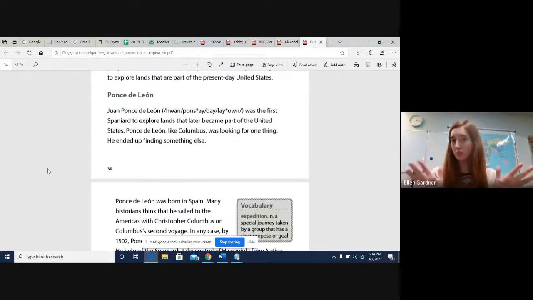Now, Ponce De Leon, getting into a new explorer. Juan Ponce De Leon, can you try saying that? Juan Ponce De Leon was the first Spaniard to explore lands that later became part of the United States. Ponce de Leon, like Columbus, was looking for just one thing, and he ended up finding something else.